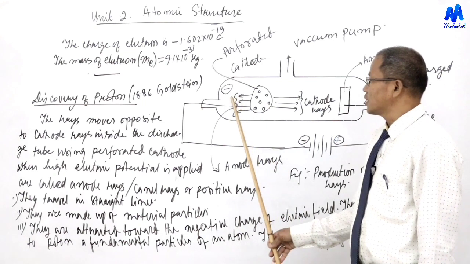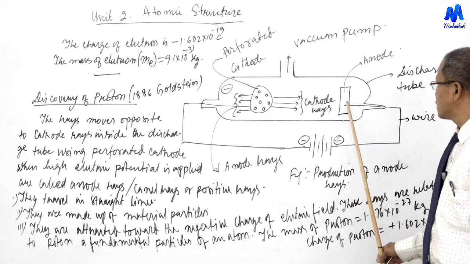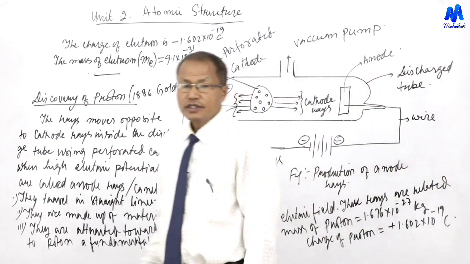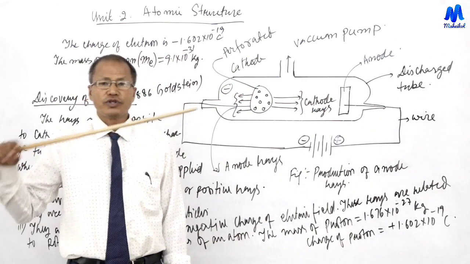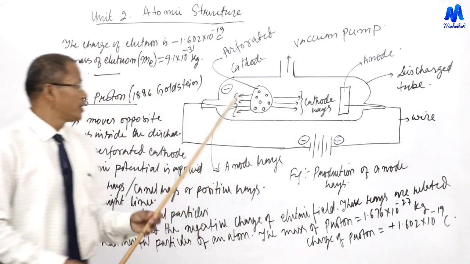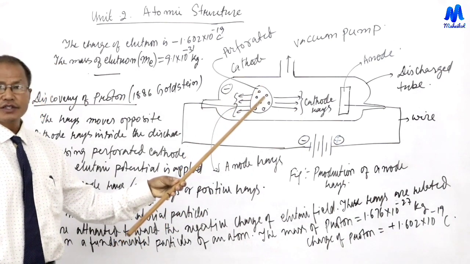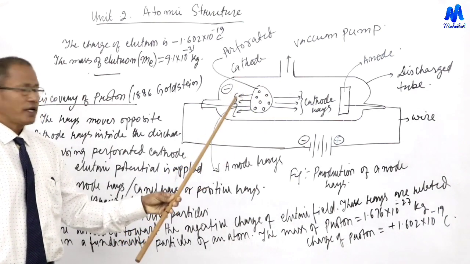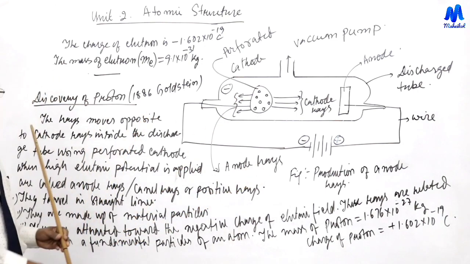The perforated cathode is connected to the negative charge of the electric field, and the positive charge of the electric field is connected to the anode. When two rays are emitted on both sides, one moves towards the anode, and the other moves opposite, towards the cathode. So here you see the stream of rays of particles emitted opposite to the cathode rays are known as the anode rays.